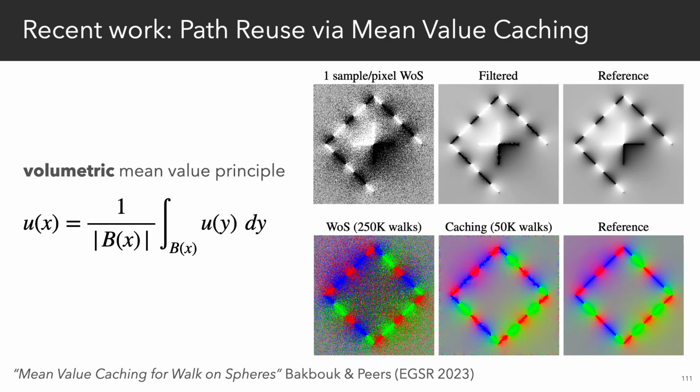There's also a paper at EGSR this year, which shows how we can use the volumetric mean value relationship to reuse walks as well. I think a concrete next step to reduce variance even further is to find a way to unify the strengths of these three strategies into a single system. And I really think this is only the starting point. Compare this with path tracing, which has seen more than 30 years of research on variance reduction.